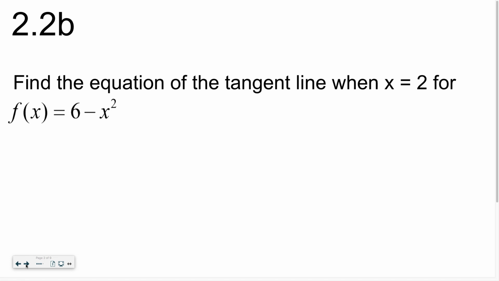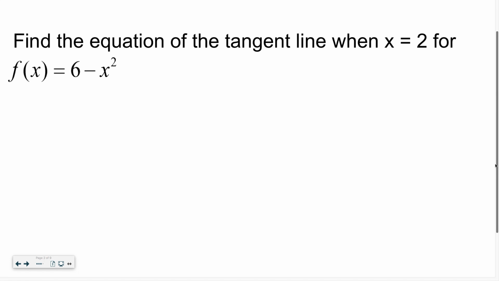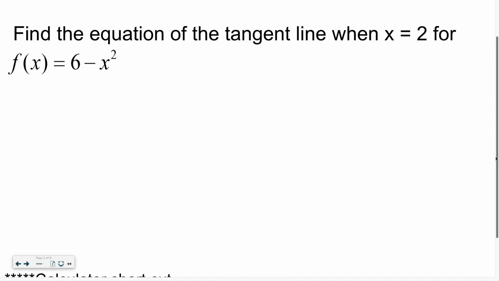Let's go ahead. I know that you wrote one already today, but I want the equation of the tangent line when x equals 2 for f of x equals 6 minus x squared. So go ahead and write f of x equals 6 minus x squared at x equals 2, so you know what we're talking about.